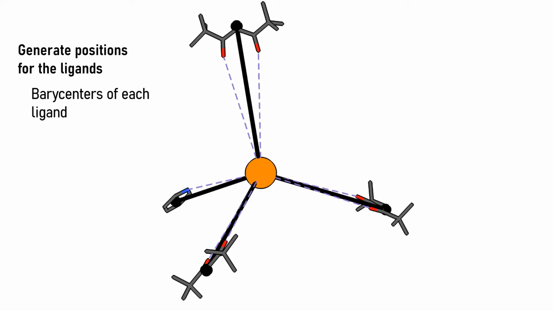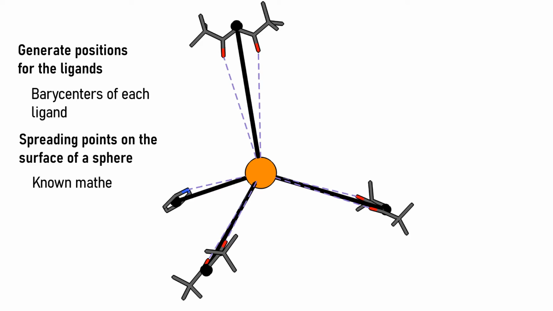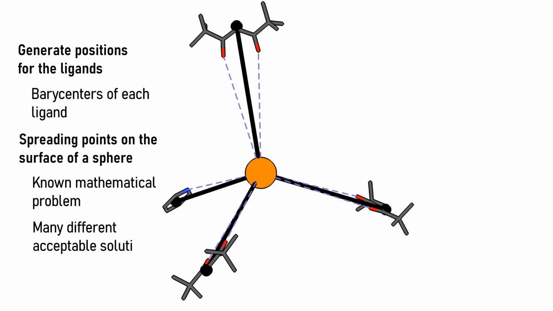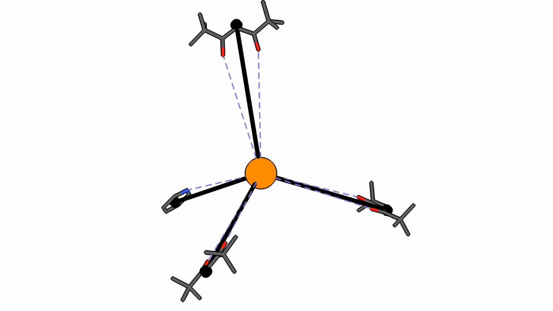These initialization points are expected to be as far apart as possible from one another, but are constrained to the surface of a sphere. The task of evenly spreading points on the surface of a sphere is a known mathematical problem, with many non-unique and different acceptable solutions. Since there is no single and closed-form way of doing this, we chose a method that suited us best.